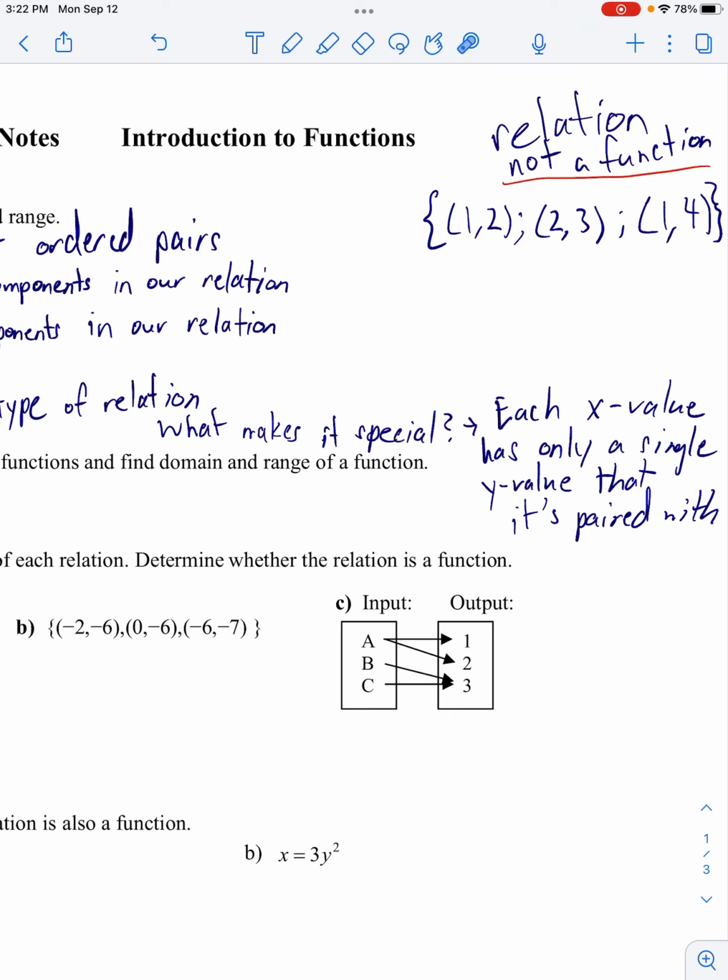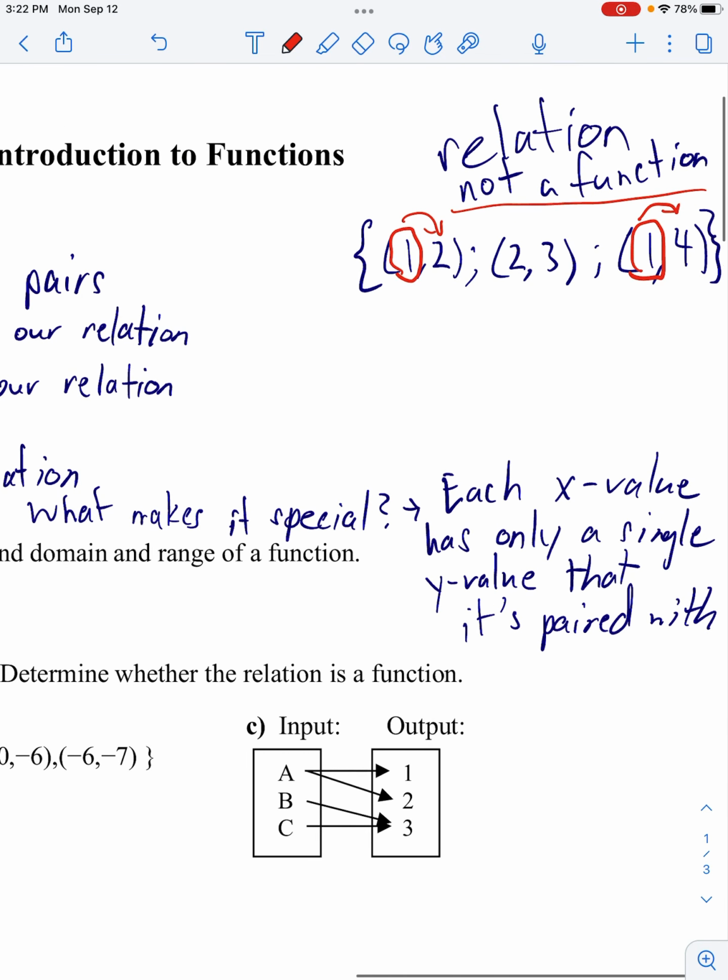Why is it not a function? Because my 1 here is repeated. My x value is repeated. My 1 is linked to 2, and my 1 is also linked to 4. Because my x value repeats, this is not a function. It is a relation. It's not a function, okay?